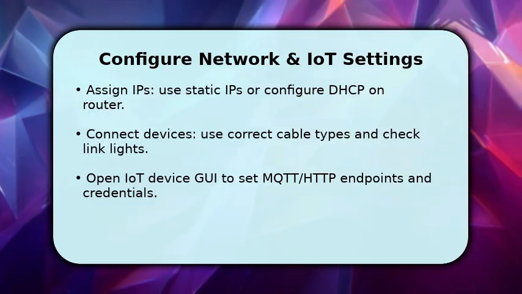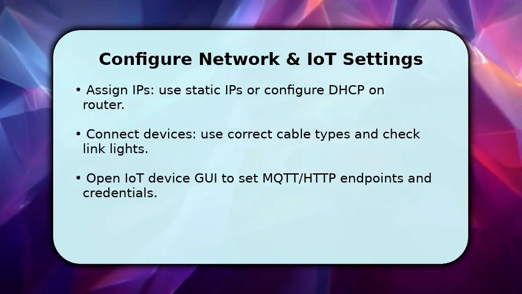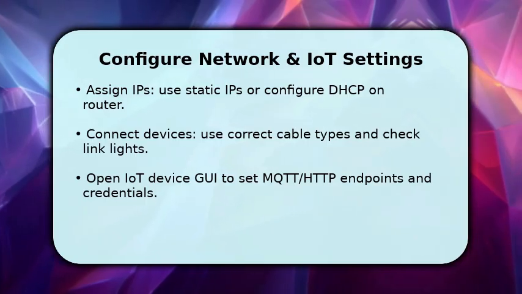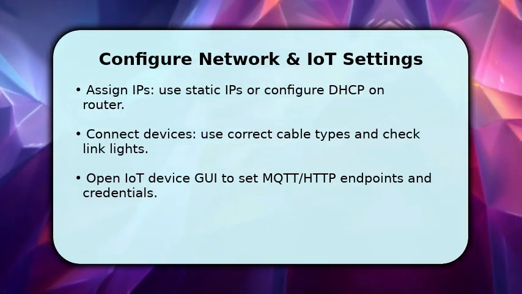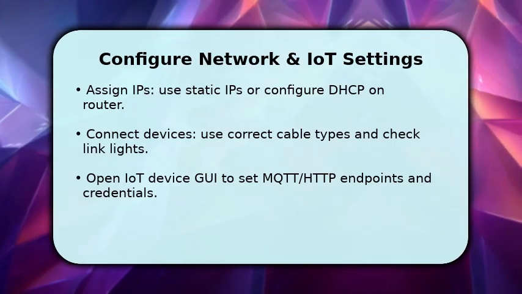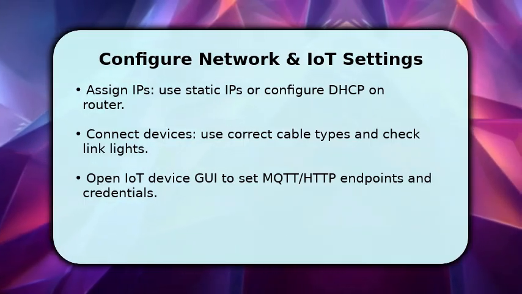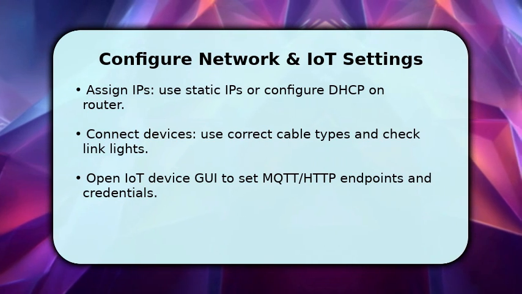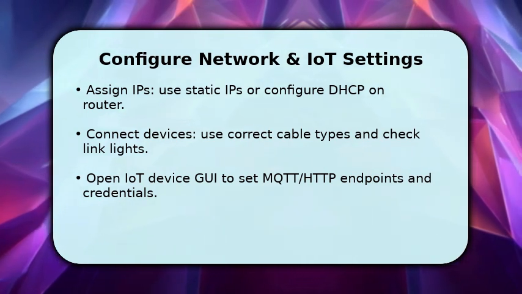Next, open each EOT device's GUI, configure MQTT broker address or HTTP endpoint, set device ID and credentials, and map sensors to actuators. Make sure topic names and ports match your broker. Finally, save the device configs and back up the pack.